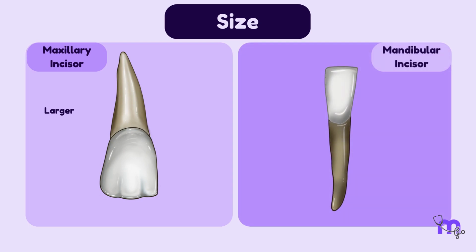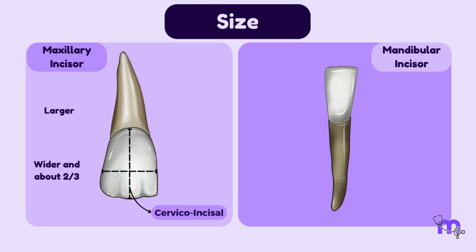The feature that defines the maxillary central incisor is the crown width. It is wider and roughly two-thirds the dimension of the cervico-incisal length. In the mandibular central incisor, however, the crown is very narrow, about half the length of the crown.